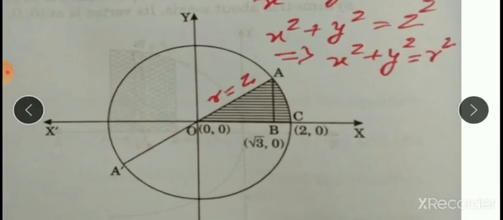You can see in this figure, this is root 3 0. This is 0 0, the origin, and by solving the two equations, that is the circle and the line, we are getting here the intersection point, that is root 3 0, and this is 2 0. Then we are having two limits. First limit is x equal to 0 to x equal to root 3. Second limit is root 3 to 2.